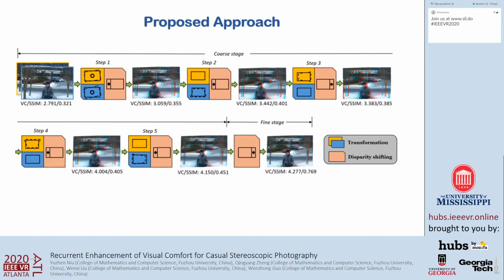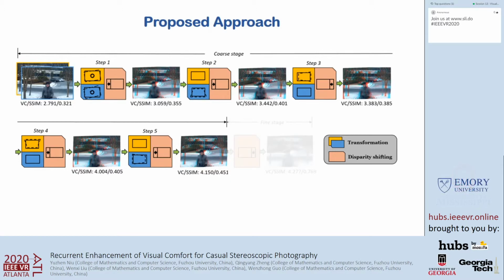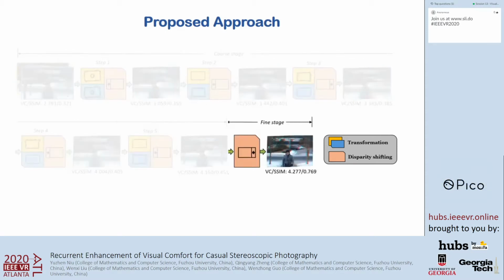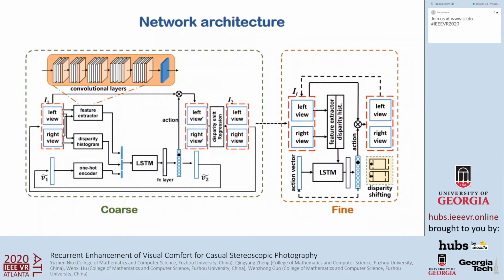Particularly, in the coarse stage, the state, including left and right images, disparity map, and historical action vector, is sent to the model for transforming images and then quickly evaluating their visual comfort. After that, in the final stage, we refine the disparity range of the previously processed stereoscopic images by shifting the left and right views to further enhance its visual comfort. From now, let me introduce our model's details stage by stage.